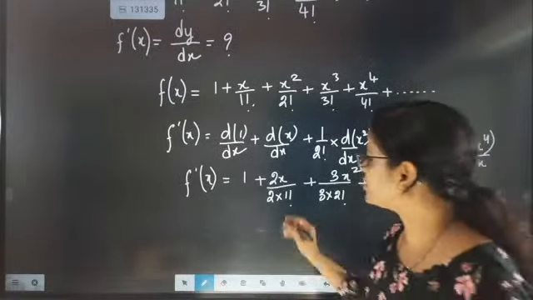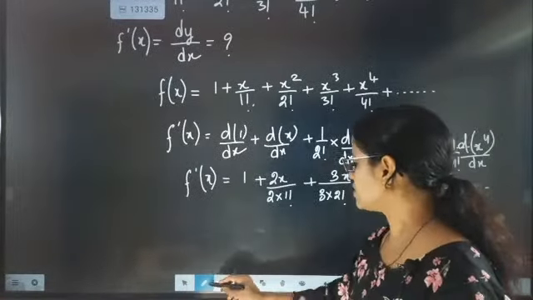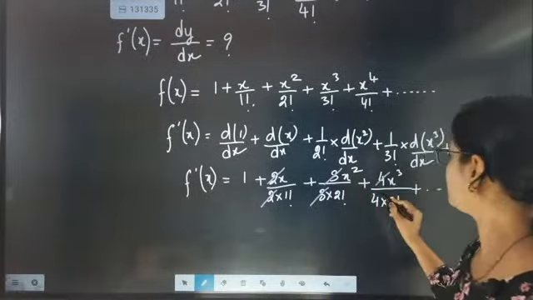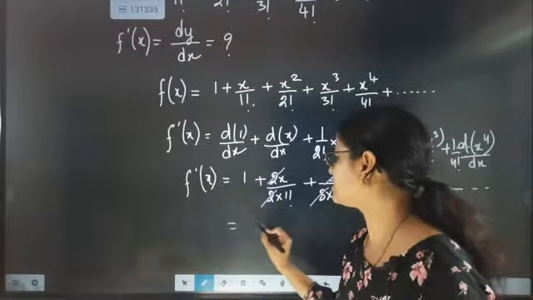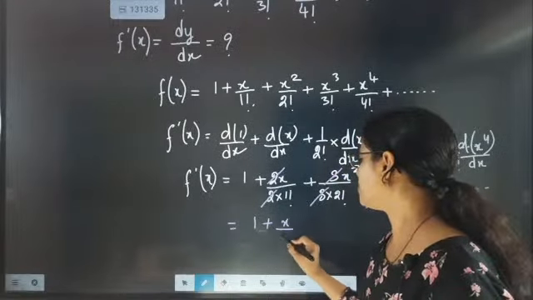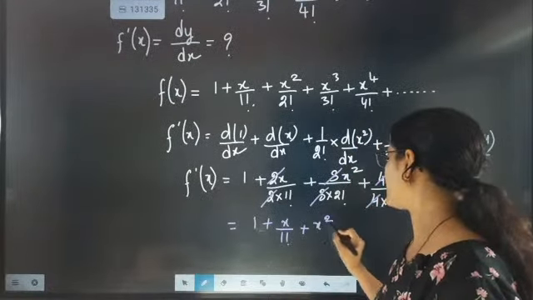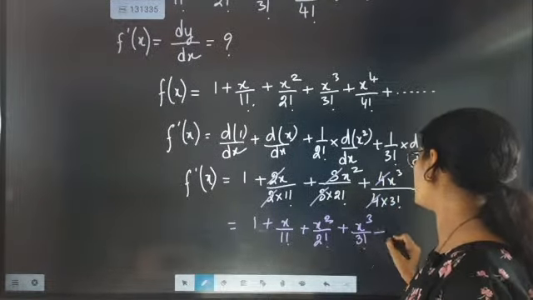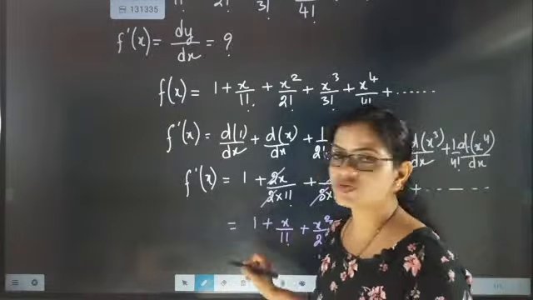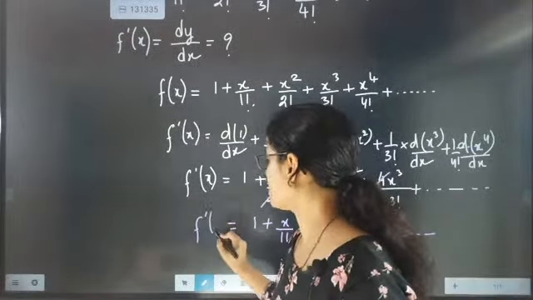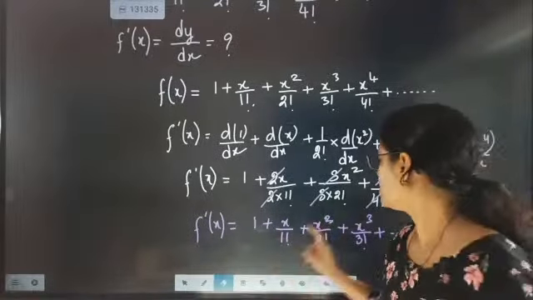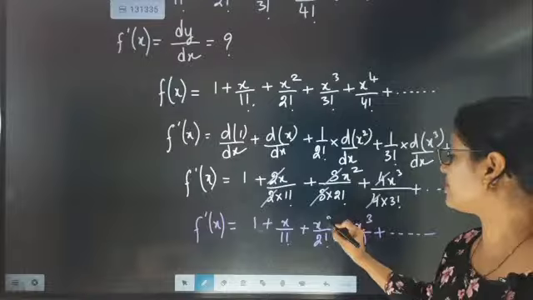So since there is no limit, the first work is to cancel what is exactly common. 2, 2, 3, 3, 4, 4, like this we have to keep on cancelling. Now 1 plus x by 1 factorial plus x square by 2 factorial plus x cube by 3 factorial plus so on. So what is this exactly about? 1 plus x by 1 factorial plus x square by 2 factorial plus x cube by 3 factorial.